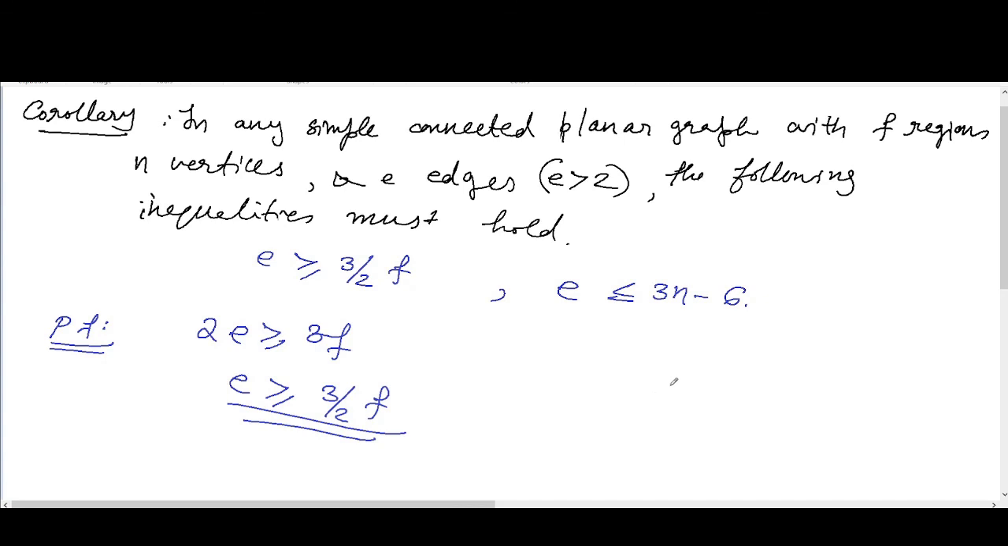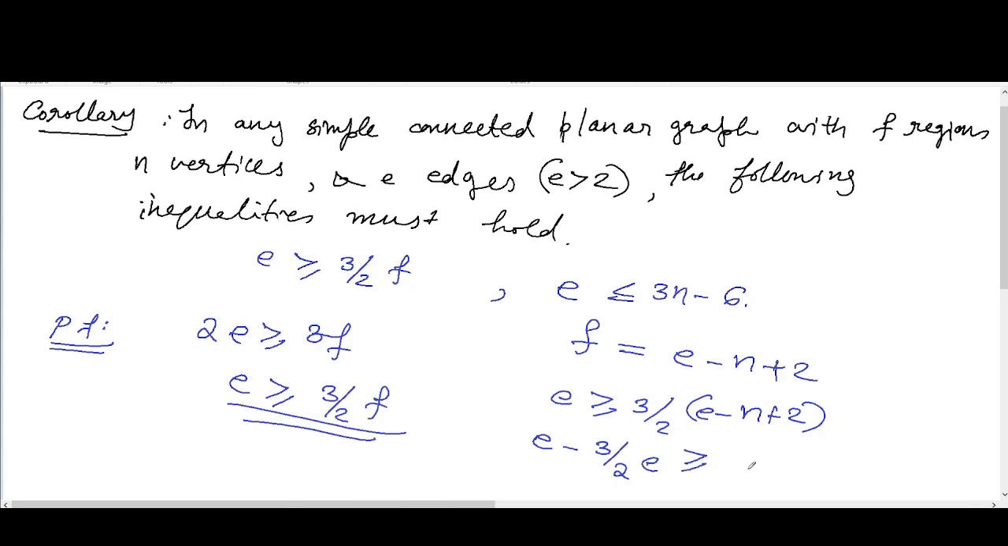Similarly, we have Euler's formula. The previous theorem is known as Euler's formula, that is f is equal to e minus n plus 2. This is our Euler's formula. Now we can make use of this Euler formula in this inequality. So e is greater than or equal to 3/2 times (e minus n plus 2). Now we can solve this. e minus 3/2 e is greater than or equal to minus 3/2 n plus 3.